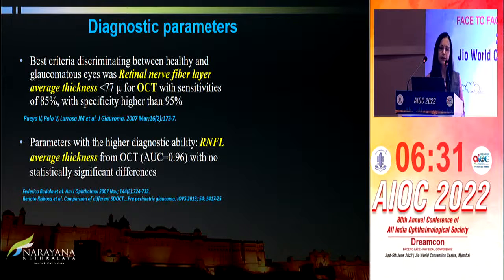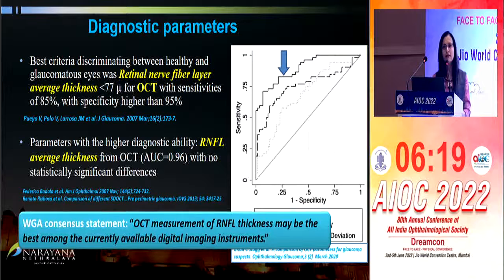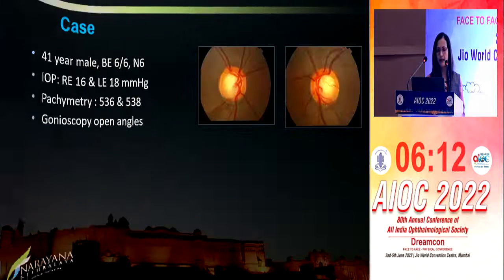Now, the best diagnostic parameter in terms of sensitivity or area under the curve for diagnosis is considered to be the global RNFL thickness. So that is another important thing to keep in mind when you're looking at detecting glaucoma.